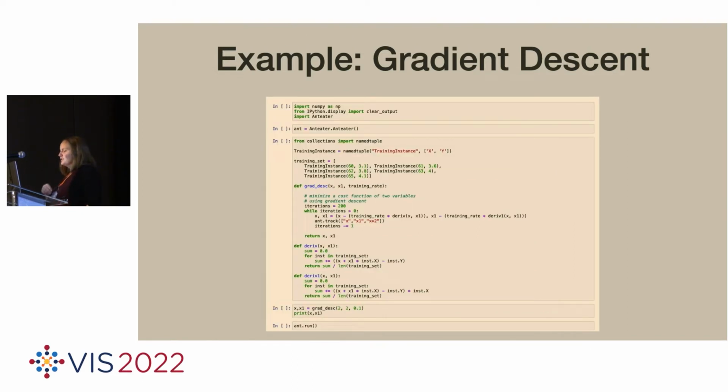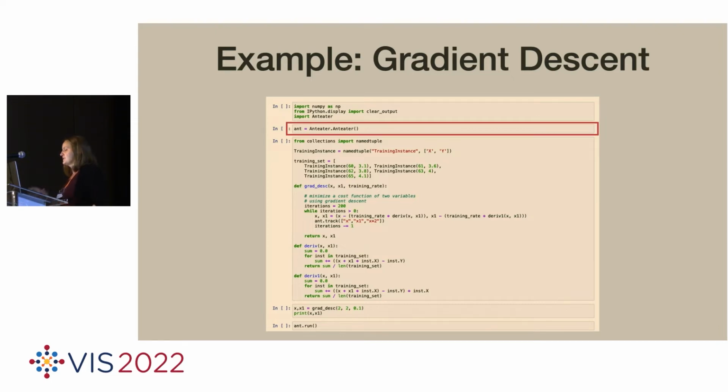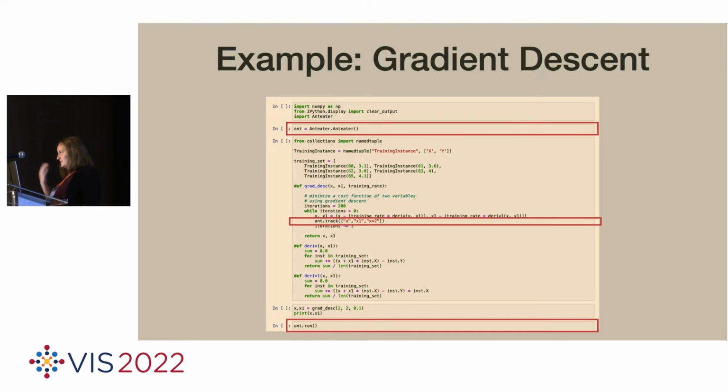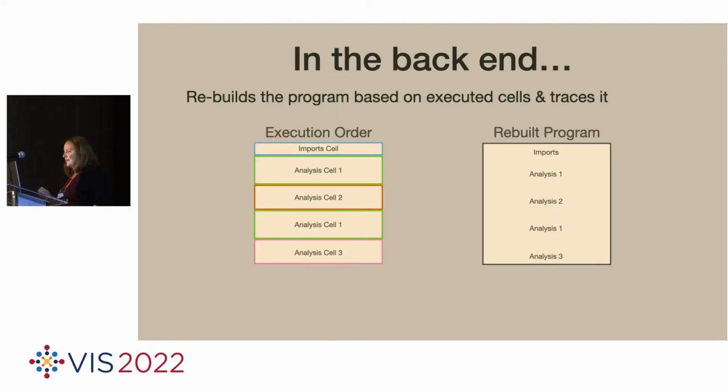And so I ported that over to a notebook and added the necessary function calls into the Anteater library, which is just an initialization call, a call to tell it what to track, and then once you've run everything, say, okay, now run Anteater and show me the visualizations. And so what it does in the back end is it finds the order in which these cells were executed and rebuilds them into a program that it then instruments and traces.